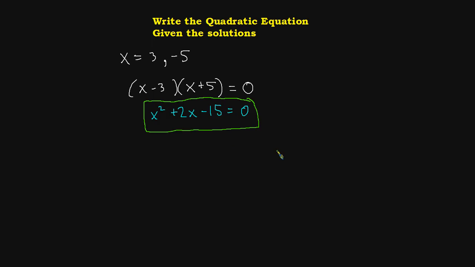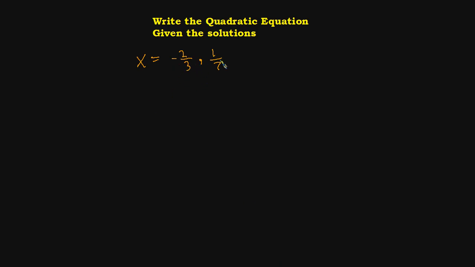I would like to show you one that's a little bit more tricky. So let's see what you think of this. This time the solutions are -2/3 and 1/7. Those are the two values for x if you solve a particular quadratic equation. So let's see how we could make the factors here. Again, we're going to have two things multiplied together and they will equal 0.